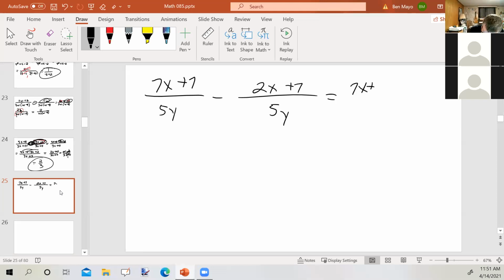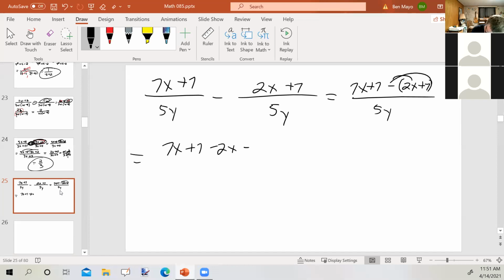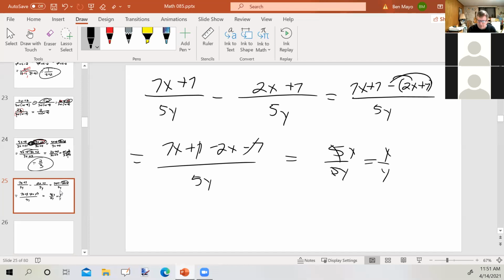Because it's 7x plus 7 minus the quantity 2x plus 7, over 5y. So it's 7x plus 7 minus 2x minus 7 over 5y, which is 5x over 5y, which is x over y. So you got it right, okay?